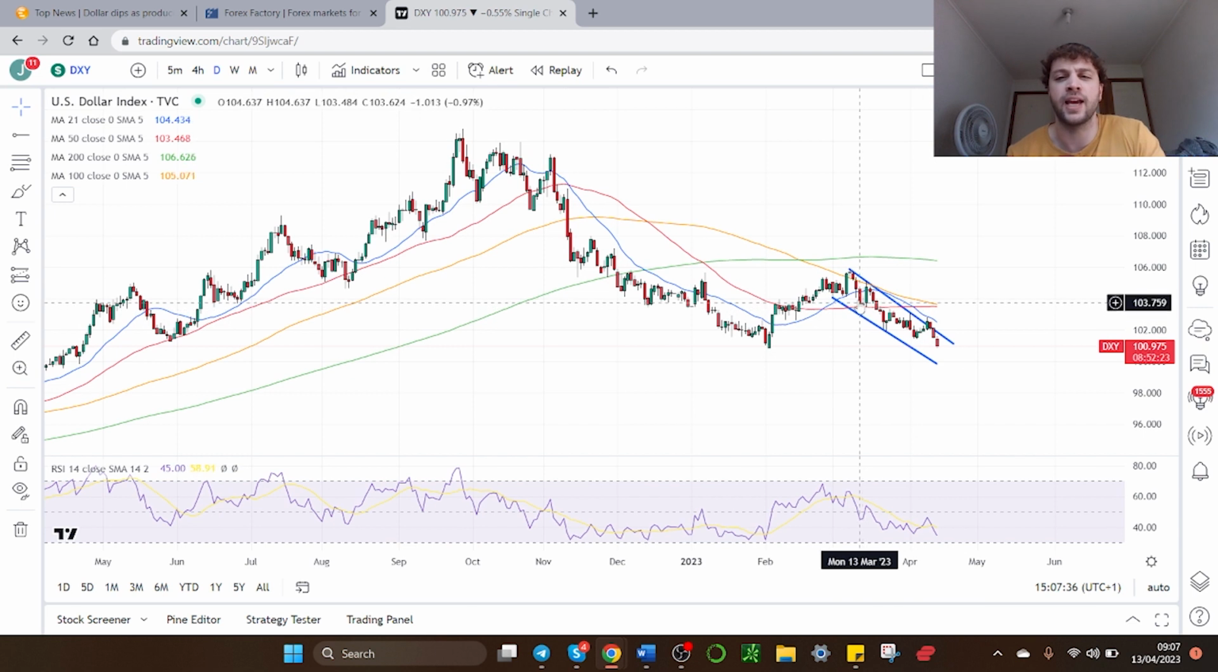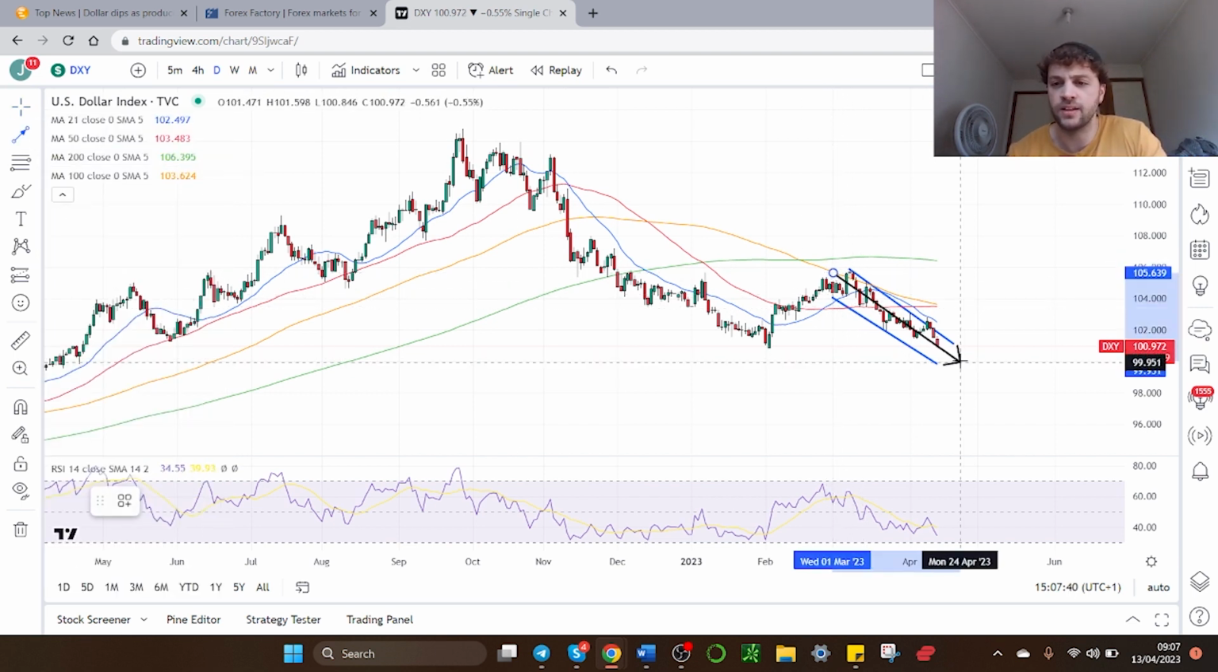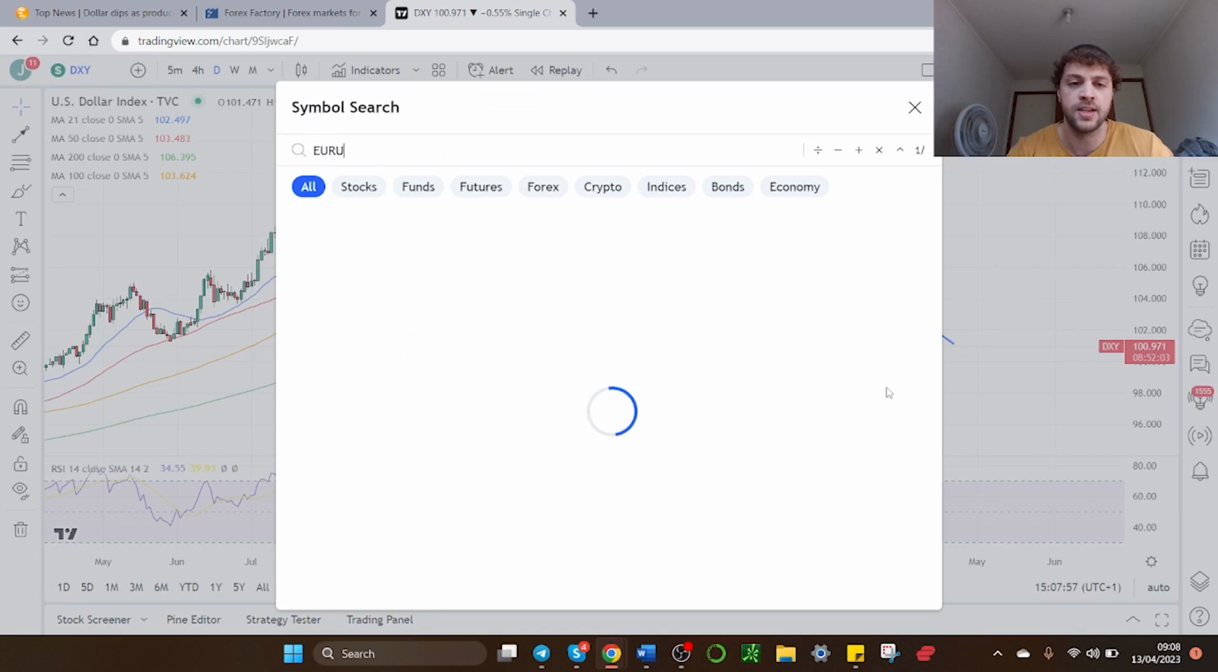But to be honest, looking at this technical trend, the rejection of the 21-day moving average, the fact that we're still respecting this bearish trend channel, and the fundamentals, which I'll get to in a second, basically weaker than expected inflation data out of the US, which comes on the heels of other weaker than expected data releases as well, which we'll talk about. Everything's pointed to the dollar breaking lower potentially.